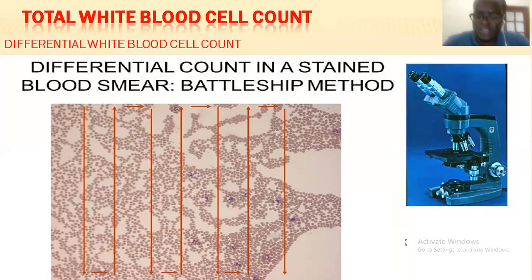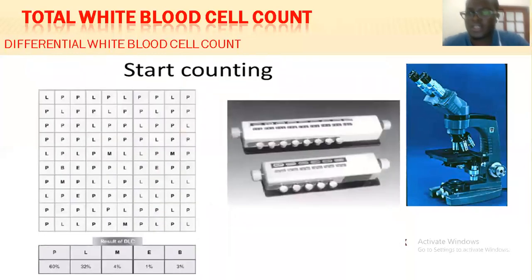Okay, then as you are counting, sometimes it's very difficult for you to remember how many lymphocytes you counted, how many eosinophils you counted. So there is a special, simple machine that can help you to record that. As you are going down the slide, counting on the junction between the body and the tail, you are able to know the types of cells. So let's say L is for lymphocytes, P is for neutrophil, M is for monocytes, E is for eosinophil, B is for basophil. So you can see you have L, P, P, P, L, P, P.